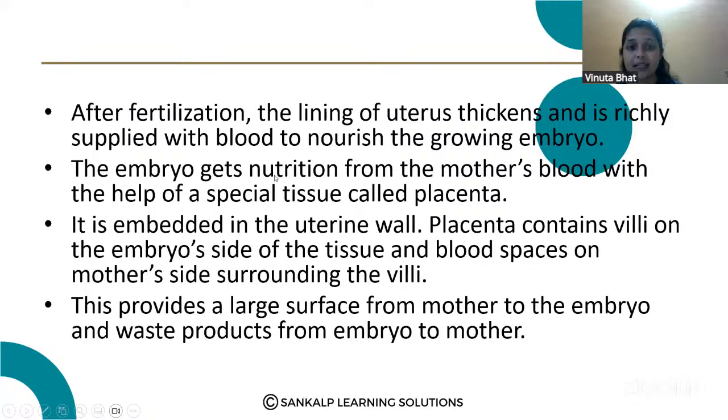Yes, after fertilization, the lining of the uterus thickens and is richly supplied with blood to nourish the growing embryo. And mainly, the embryo gets nutrition from the mother's blood with the help of a special tissue called placenta. This placenta is embedded in the uterine wall, and it is a disc-shaped structure, and it contains the villi on the embryo side of the tissue and blood spaces on the mother's side surrounding the villi, and it also provides the surface area for the transfer of nutrients from mother to the embryo and waste products from the embryo to mother.